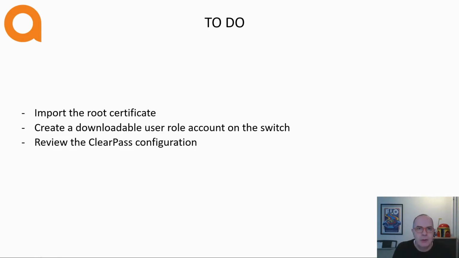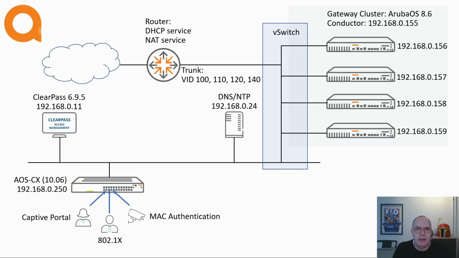Before we start with the configuration, this is a diagram with the setup again, showing a gateway cluster that consists of 4 gateways and a conductor, an AOS-CX switch being a 6300, ClearPass Policy Manager, and some other devices that provide the various services like DNS, NTP, and DHCP. If you're deploying this, make sure that you have the proper software versions running on all the devices. Let us dive into the configuration.